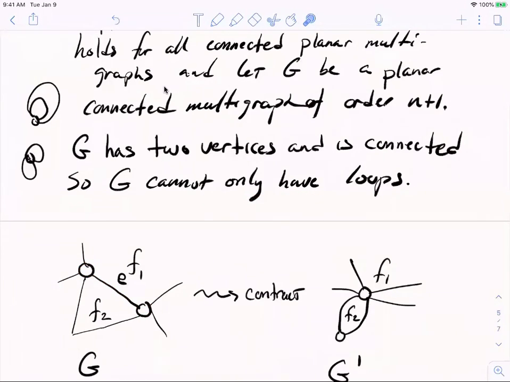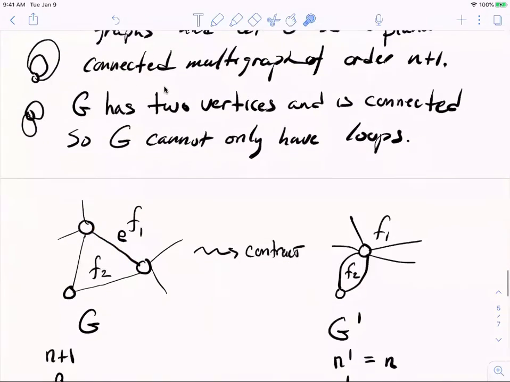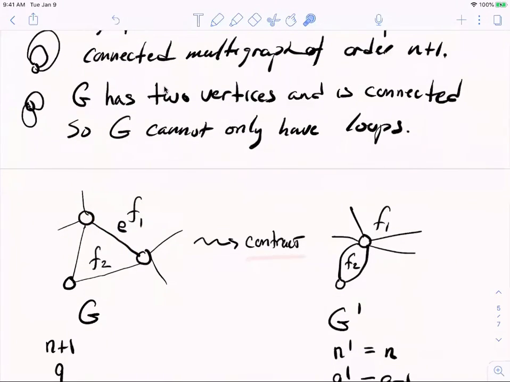And in a planar graph, every edge has exactly 2 faces, one on either side of it. Each edge is incident with 2 faces. And these vertices might have other edges. Some of them might even come together at vertices, like that. But the edge E is incident to these 2 faces, F1 and F2. So then the construction is I'm going to so-called contract that edge. I'm going to contract the edge E into a single vertex.